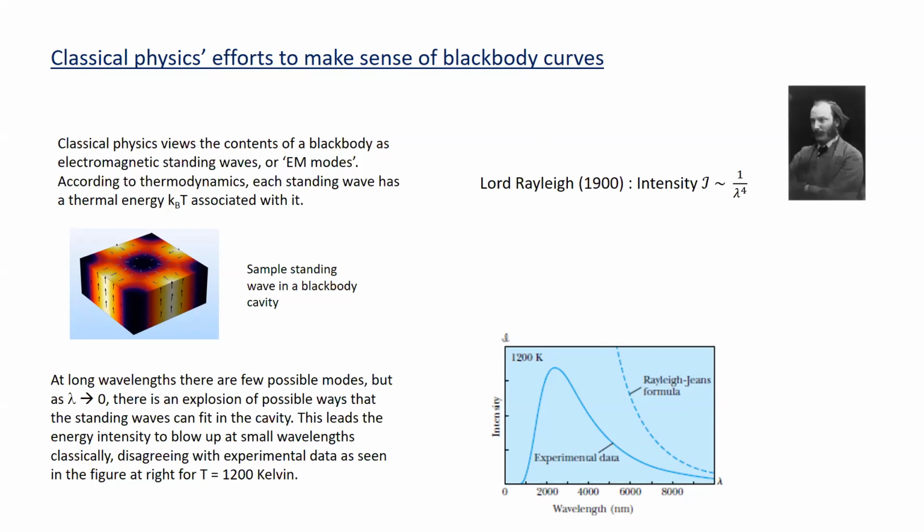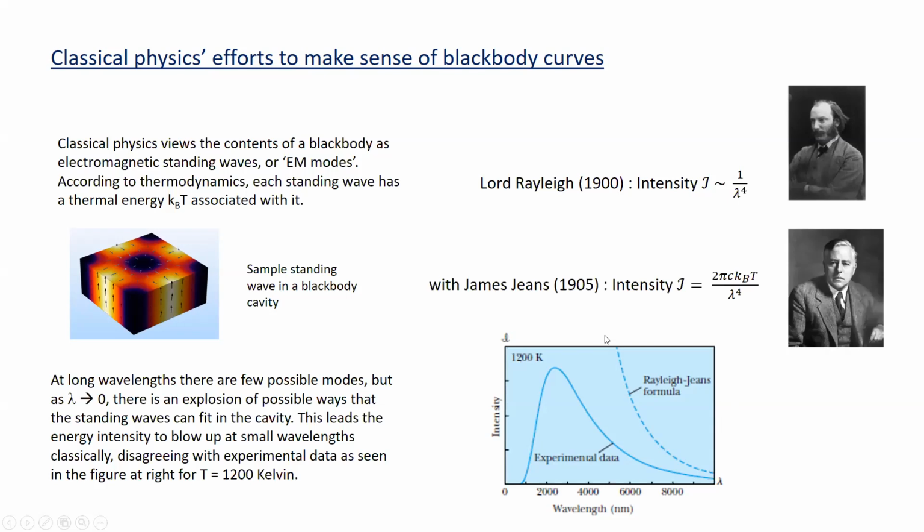So the history of this formula, briefly: Lord Rayleigh, who was a famous British physicist, found in 1900 that the intensity should go as 1 over lambda to the 4th power. So this is a 1 over lambda to the 4th dependence. And then a few years later, James Jeans partnered up with Lord Rayleigh and found this proportionality factor, which turned out to be 2 pi c times kBT, which is definitely the first thing that I would have guessed.